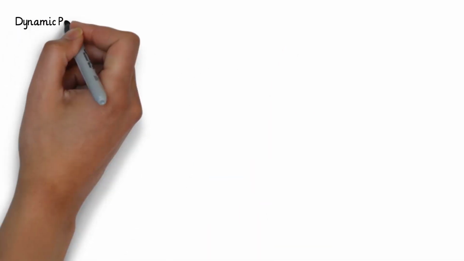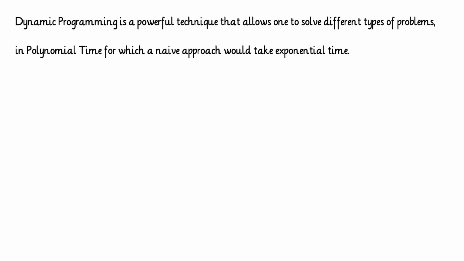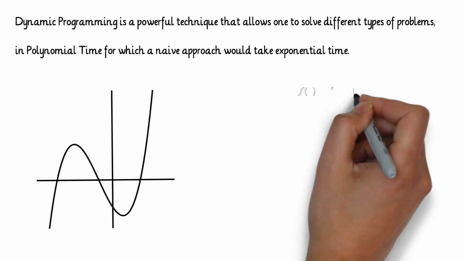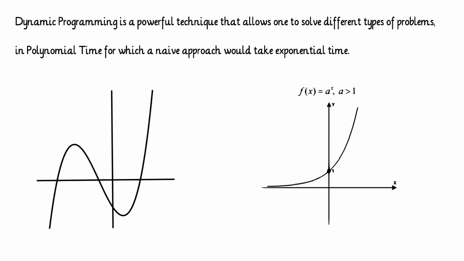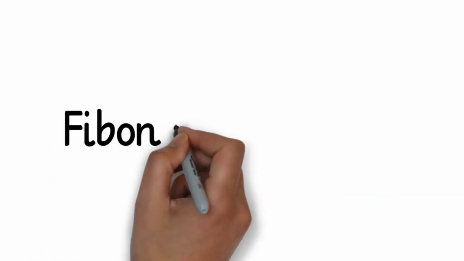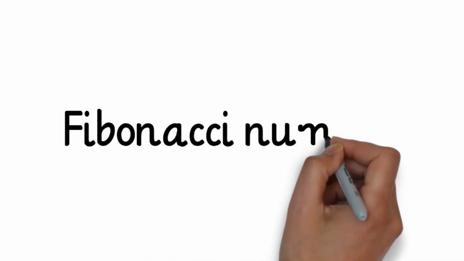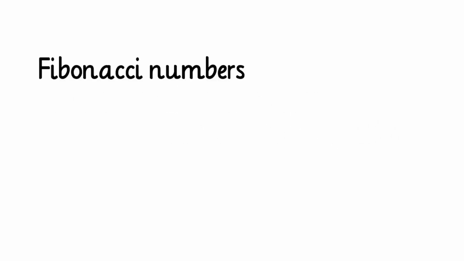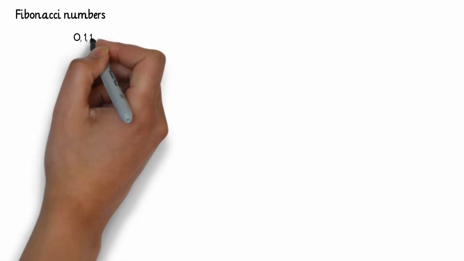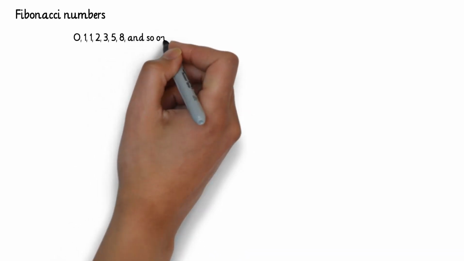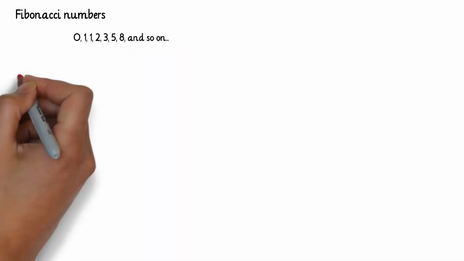Dynamic programming is a powerful technique that allows one to solve different types of problems in polynomial time for which a naive approach would take exponential time. Let's take the very known example, Fibonacci numbers, to understand a little bit more. In which each number is the sum of the two preceding numbers. The first few Fibonacci numbers are 0, 1, 1, 2, 3, 5, and 8, and so on.